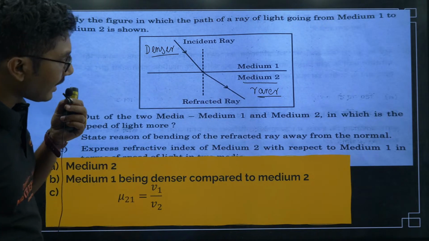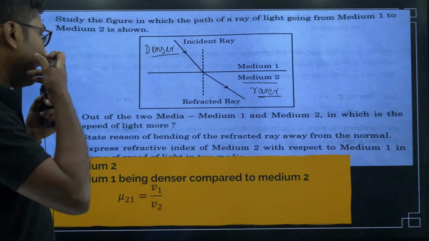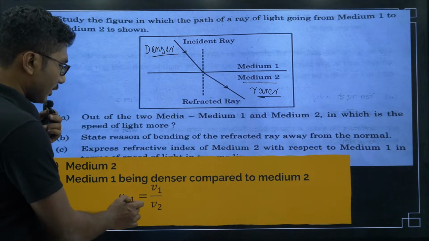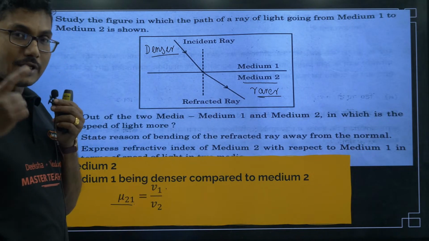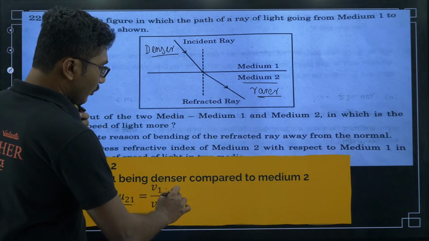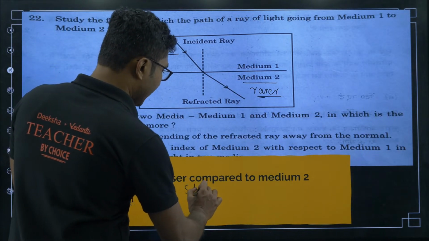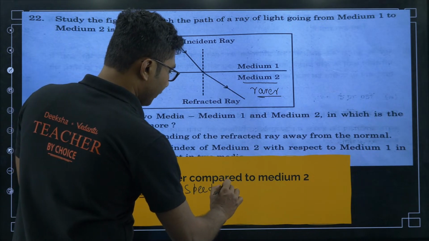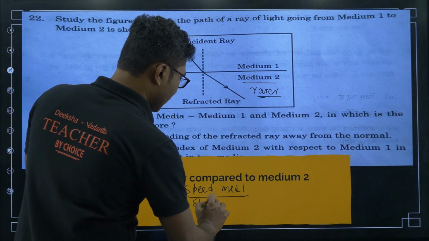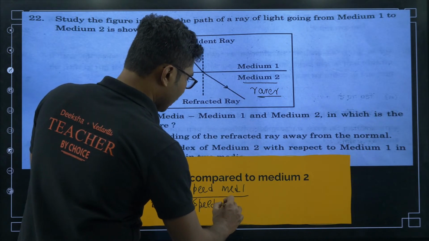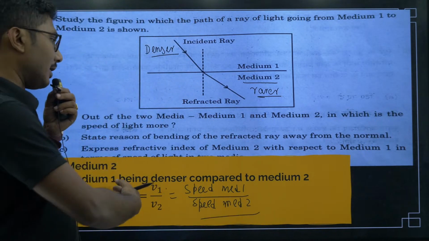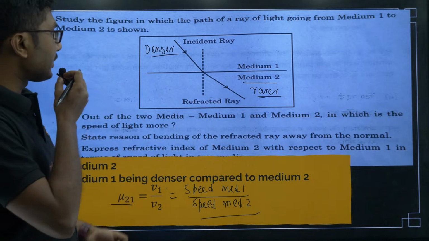And express the refractive index of medium 2 with respect to medium 1 in terms of speed. So the refractive index of medium 2 with respect to medium 1 is the speed of light in the first medium divided by the speed of light in the second medium. So this is basically the thing. You can mention the speed of light in medium 1. Obviously we didn't get too much time to prepare, so we just wrote the answer as quickly as possible. So you have to write the answer a little bit longer, right? This is the easy question.